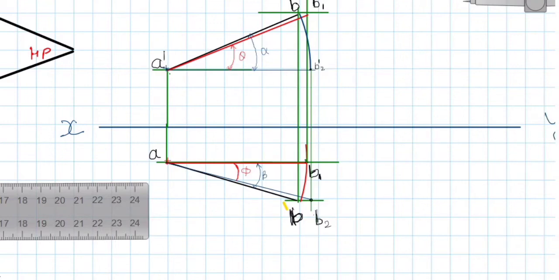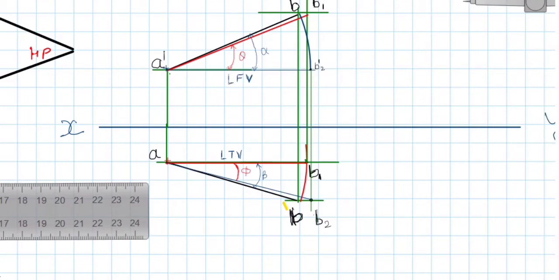Okay, now this line AB1 is giving us the length of the top view. This line A dash to B2 dash is giving us the length of the front view. I hope it is clear.